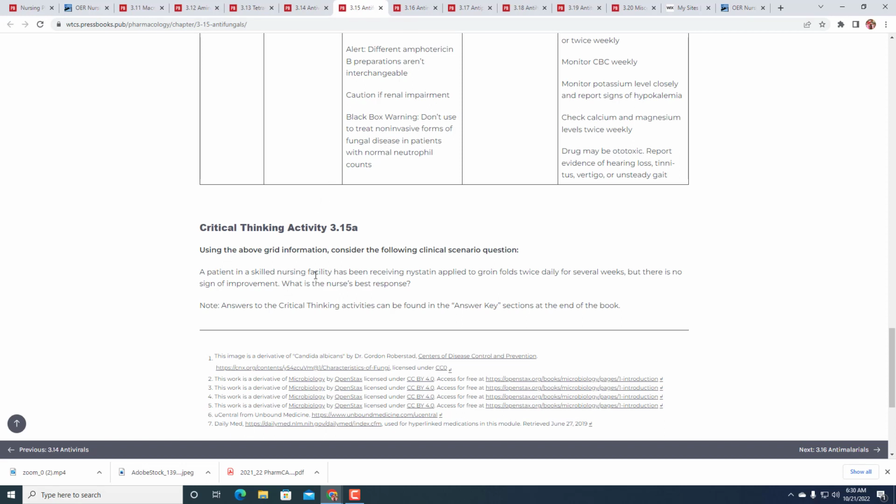Patient is in a skilled nursing facility. He's been receiving nystatin applied to groin folds twice daily for several weeks, but there is no sign of improvement. What is the nurse's best response? Well, anytime you don't have improvement from a therapy, you want to contact the prescriber, let them know it's not working. What's an alternative that maybe we could use?